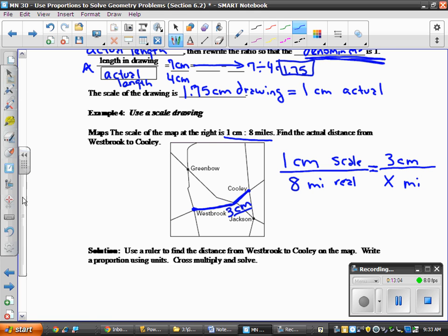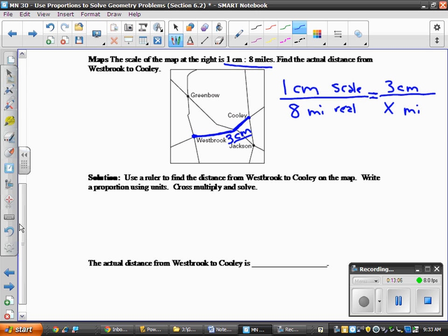And down here it talks a little bit more about all of that in the solution. I kind of jumped the gun here because I was so excited. 1 centimeter times X is X equals 8 times 3, which is 24. So I'm just solving this proportion that I set up. So the actual distance from Westbrook to Cooley is 24 miles by using proportional reasoning.